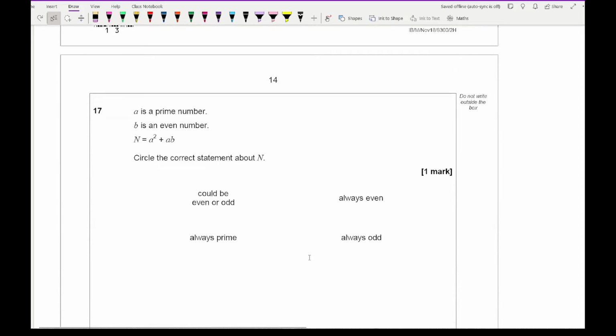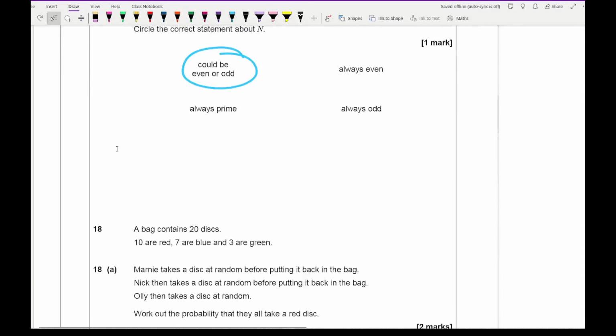Then for question 17, it says A is a prime number, B is an even number. Circle the correct statement about n. So this is just got to pick some random numbers that are prime and even, substitute into the expression, and you should find that it could be both even or odd.